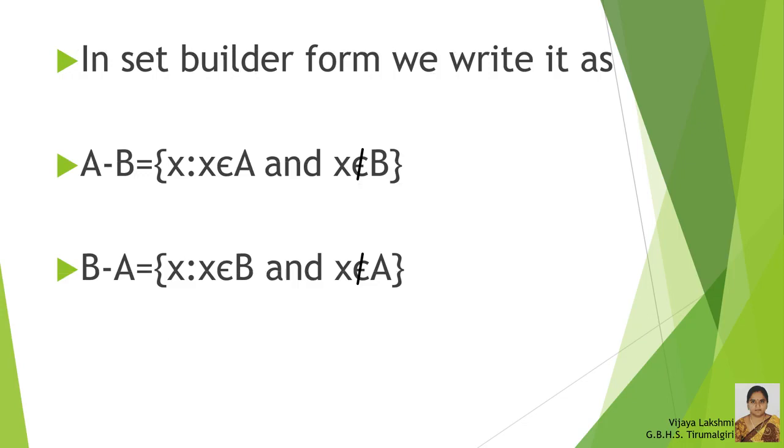In set builder form, we write it as A minus B is set of all x such that x belongs to A and x does not belong to B. B minus A is equal to set of all x such that x belongs to B and x does not belong to A. Now let us go for some examples.